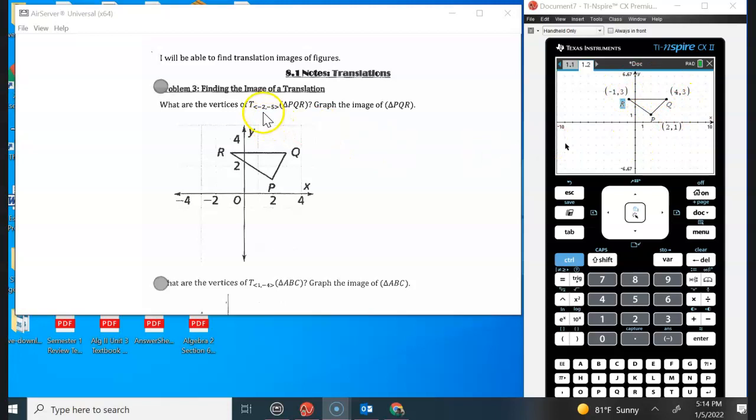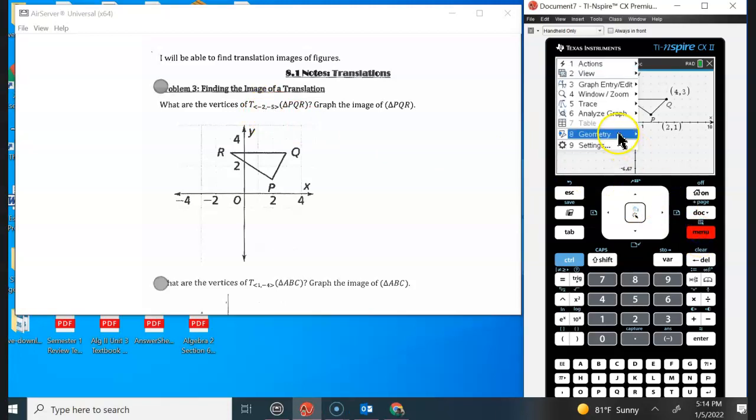Now I'm going to translate this -2 units to the left and 5 units down. So I'm going to go to the menu, Geometry, Transformation, Translate, and then you have to select the item you're trying to translate, which is this triangle. And I'm going to use this point R to indicate how it's going to be translated. So it's going to go 2 units to the left, since it's -2, and then 5 units down. 1, 2, 3, 4, 5.